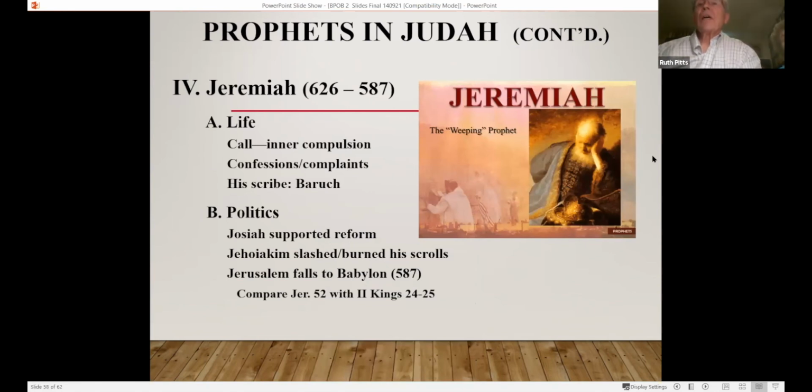Jeremiah comes along next. He has this inner compulsion that, I didn't want to be a prophet, but it's burned in my bones. I've got to speak out. So he complains to God a lot. He has a scribe by the name of Baruch who writes out all of his stuff. And one of the kings, Josiah supported the reform, but then Jehoiakim, when he saw these proposals from Jeremiah, he took his penknife and sliced it all up, and then he put it on a fire. So Baruch had to go back and redo the whole thing.